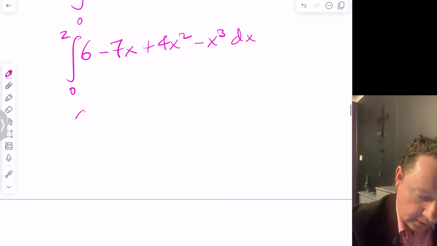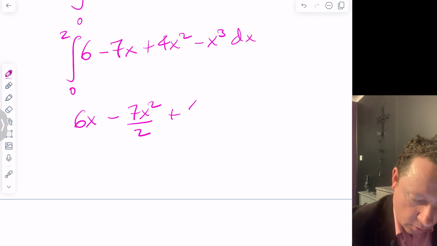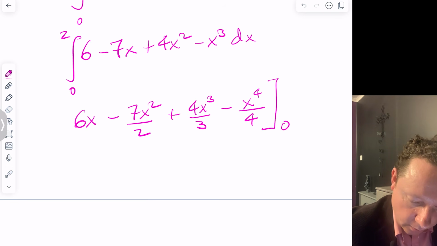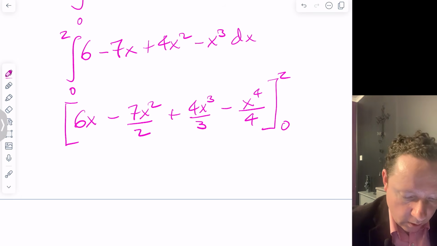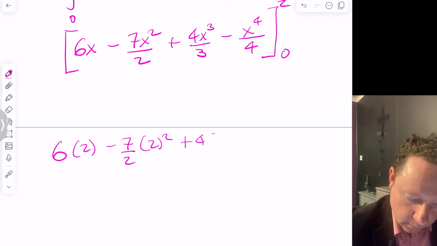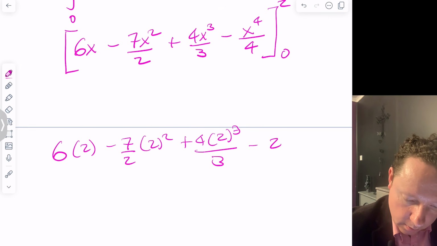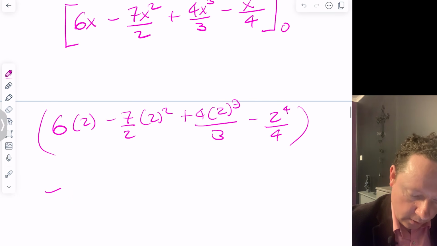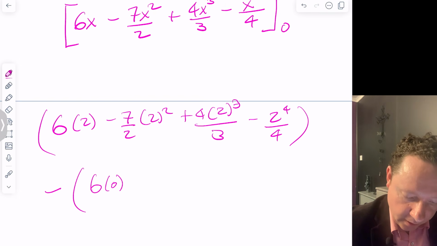Now we just integrate 6x minus 7x squared over 2 plus 4x cubed over 3 minus x to the 4 over 4, and we sub in 0 and 2. Okay, so always write your substitution because you get marks at this point. So there's my first bit subbed in, we are 2, and then take away 0. Now it is all 0, but I'll write it anyway for the sake of the video.